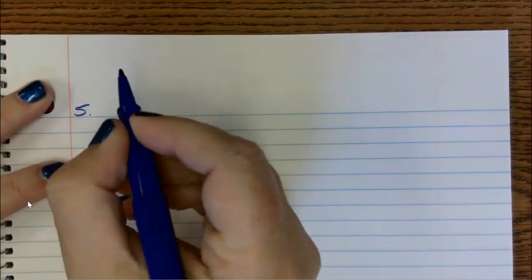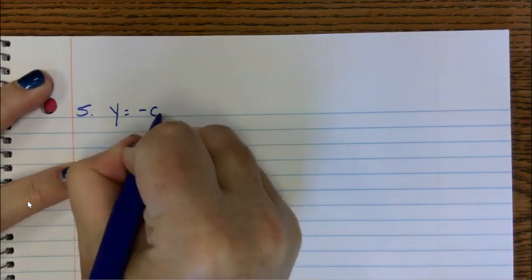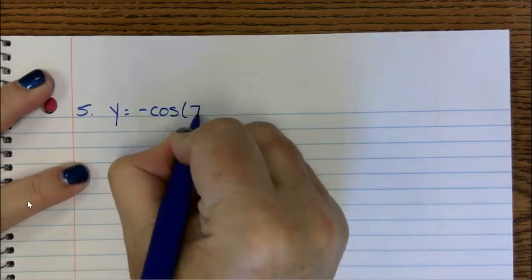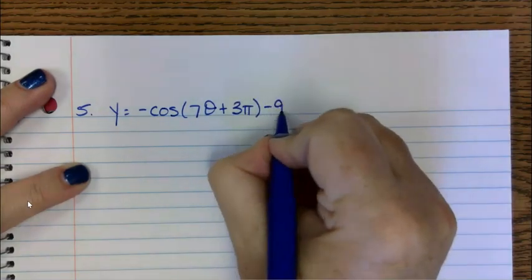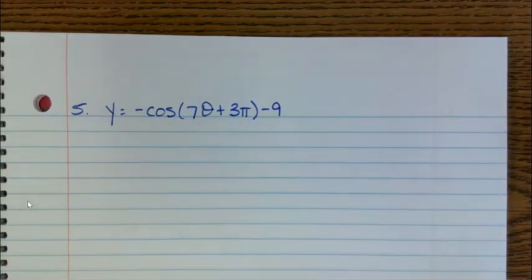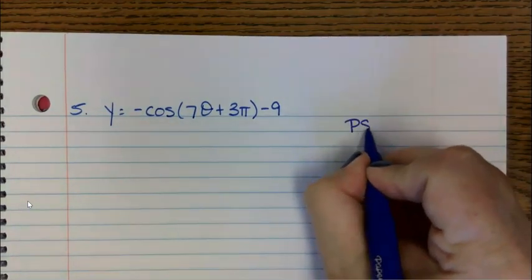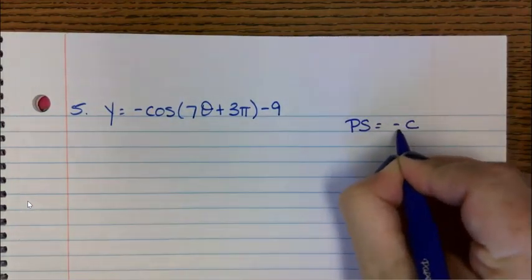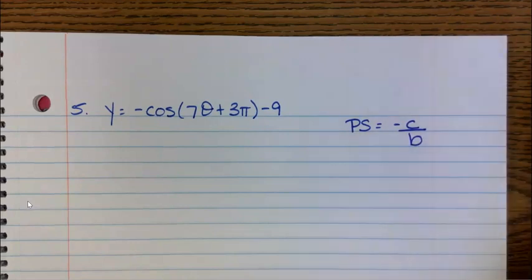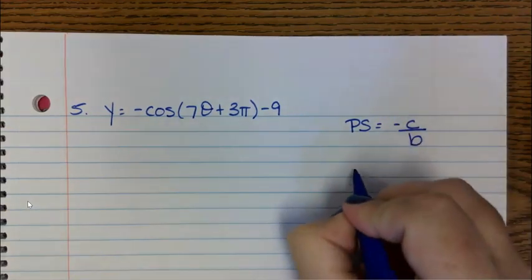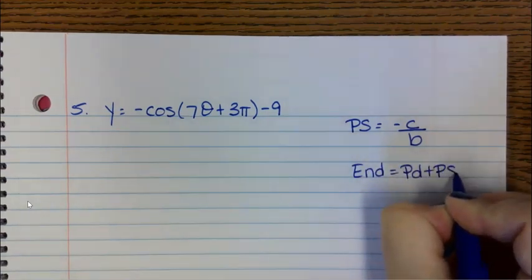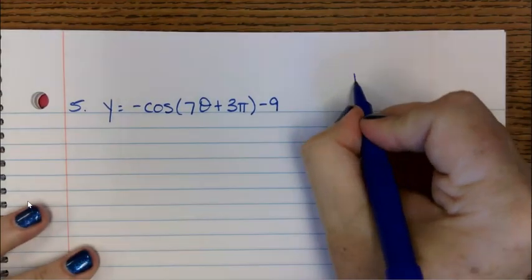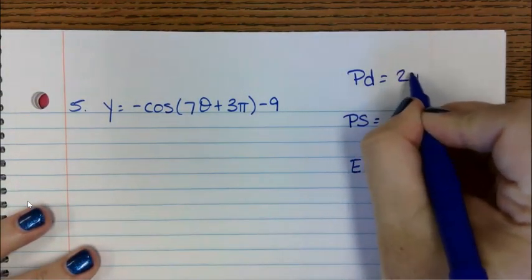Now we're going to do some phase shift questions. Number 5: y equals negative cosine 7 theta plus 3 pi minus 9. Now, the question is phase shift and end. So phase shift, the formula is opposite C over B. End, try and give myself room, remember, is period plus phase shift. So I guess I need period. And the formula for period is 2 pi over B.